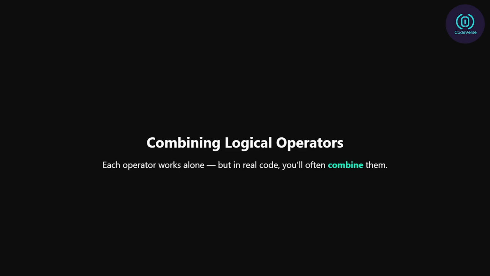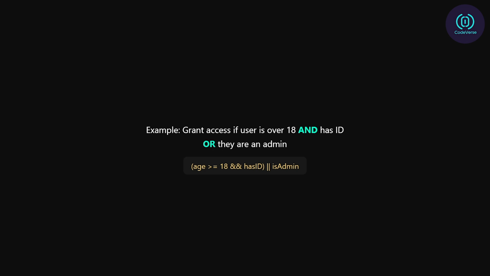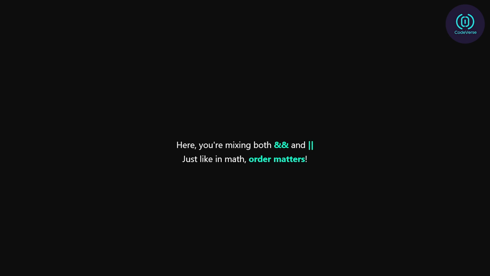So far, we've seen how each logical operator works on its own, but in real-world code, you'll often combine multiple logical conditions to make more complex decisions. For example, you might want to grant access if the user is over 18 and has ID, or if they're an admin. In this case, you're mixing both and and or together.